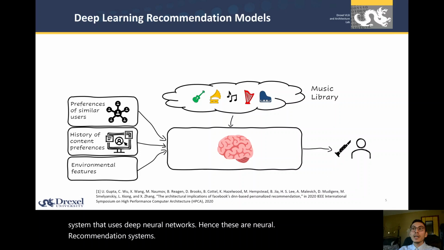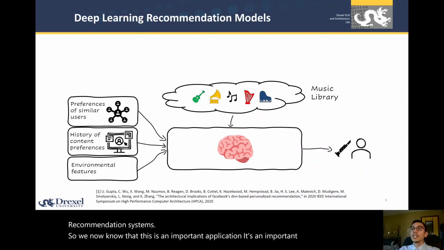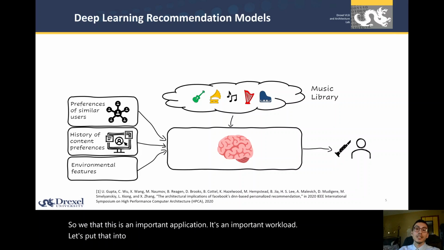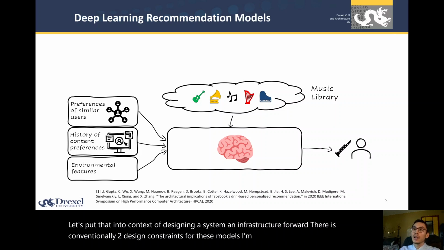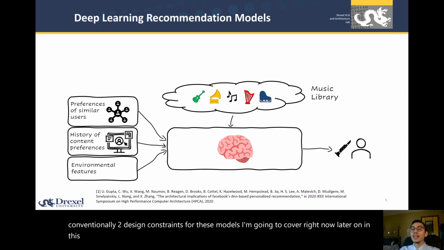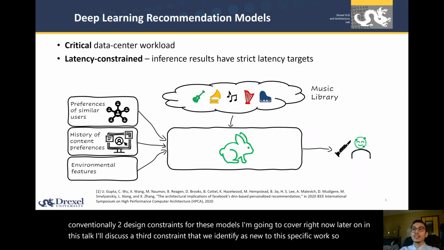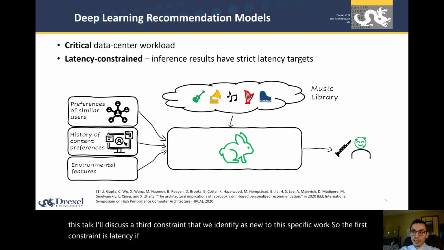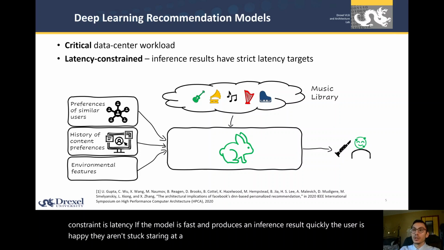So we now know that this is an important application. It's an important workload. Let's put that into context of designing a system and infrastructure for it. There are conventionally two design constraints for these models that I'm going to cover right now. Later on in this talk, I'll discuss a third constraint that we identify as new to this specific work. So the first constraint is latency. If the model is fast and produces an inference result quickly, the user is happy. They aren't stuck staring at a blank page or waiting for their results.